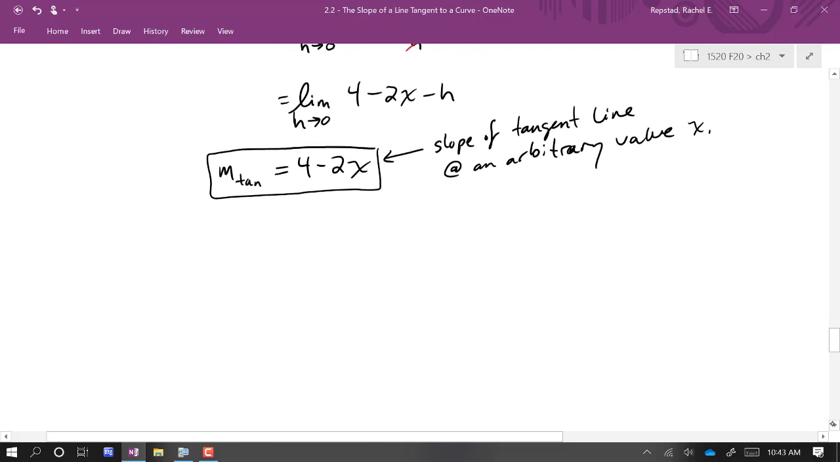So the rest of this example, we did most of the work. They asked us to calculate the slope of a tangent line when x is -1, when x is 2, and when x is 3. So let's finish this up. When x is -1, m tan is, I'm just going to put -1 into that expression, 4 minus 2 times -1, and that gives us 6.